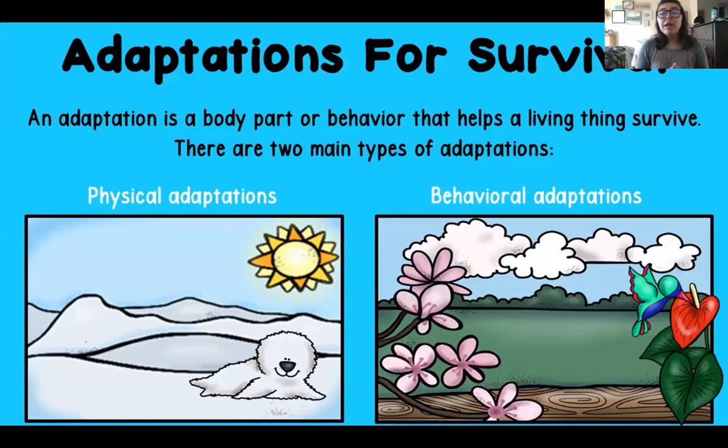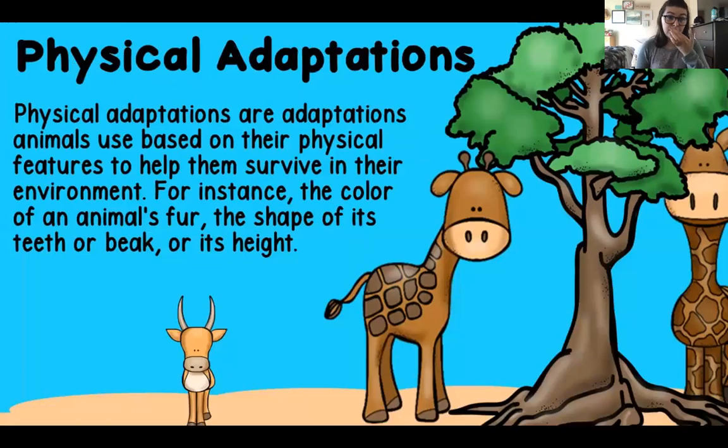An adaptation is a body part or behavior that helps a living thing survive. We have two types of adaptations. We have physical adaptations, so things like fur or sharp teeth or claws, and behavioral adaptations, so things that they do that help them survive. Physical adaptations are based on their features. For example, the color of an animal's fur, the shape of its teeth or beak, or its height. Giraffes are really tall because they need to eat the trees that are very high. So their adaptation is how tall they are. It helps them eat the trees, which they need for food to survive.